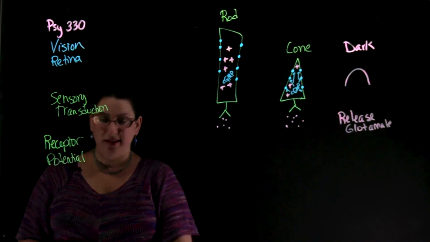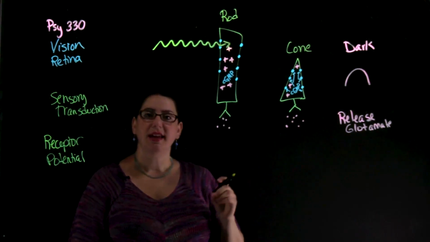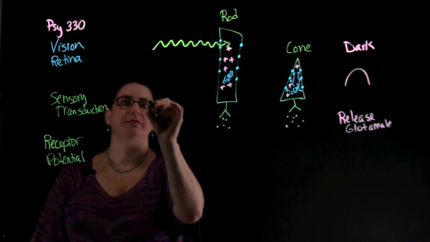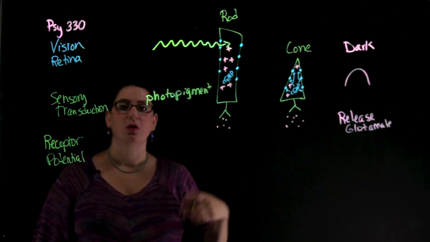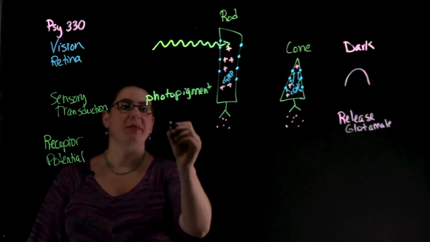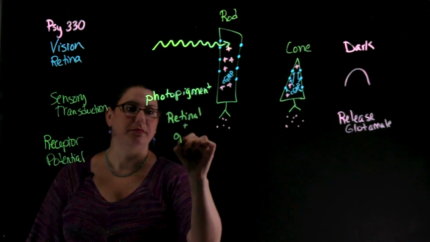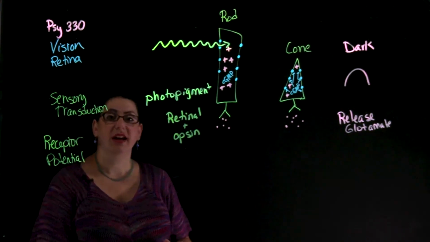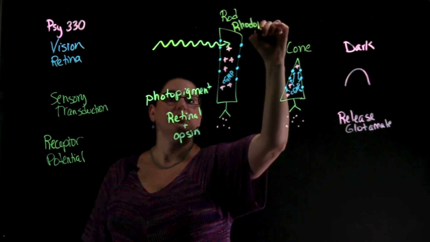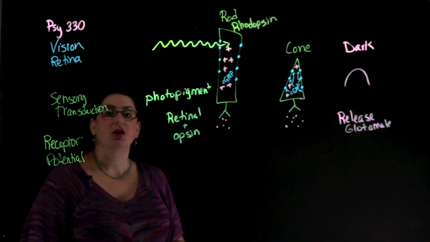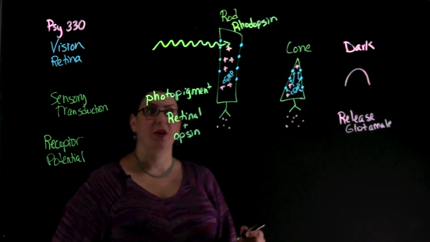When we turn on the light, photons of light come in, and they will strike the photopigment. Rods and cones have photopigment, which is made up of a retinol plus an opsin. In rods, the photopigment is rhodopsin. Cones can have three different types of opsin. For now, we'll just call them cone opsins.